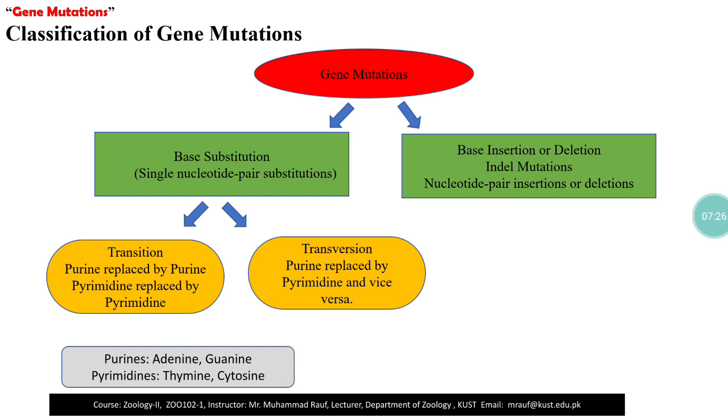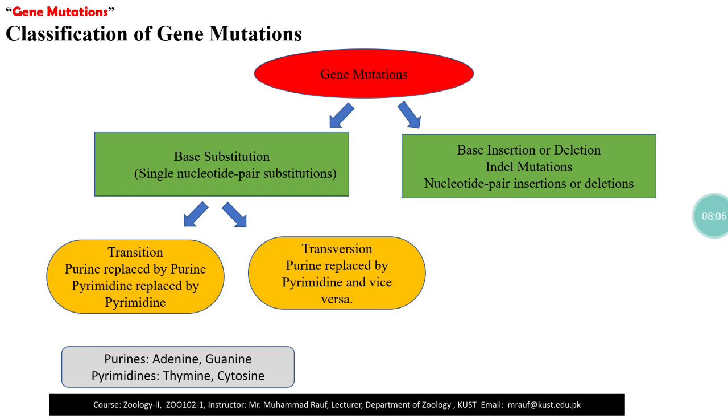Classification of gene mutations. Gene mutations are broadly categorized into 2 types: base substitution. Base substitution means when one nitrogenous base is replaced with another nitrogenous base. There is no net loss or gain of nucleotide. Only replacement of nucleotide takes place. Base substitution is further divided into 2 types: transition and transversion.